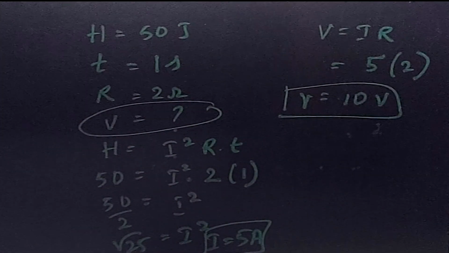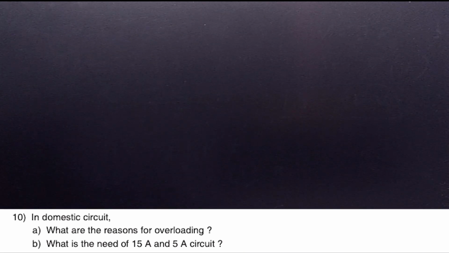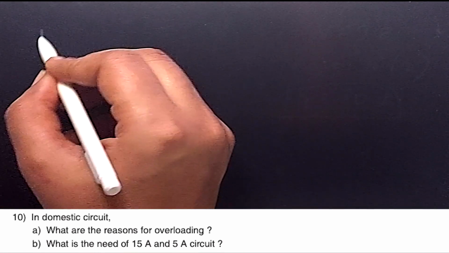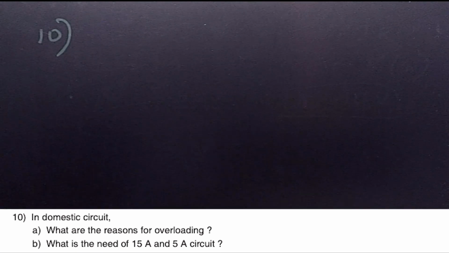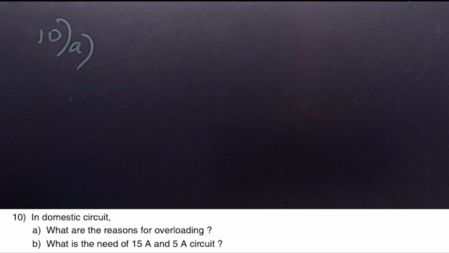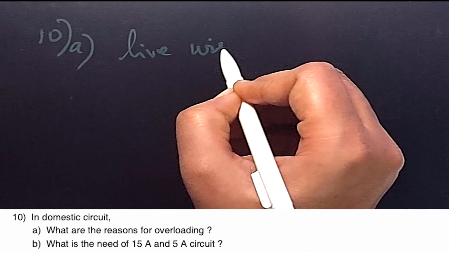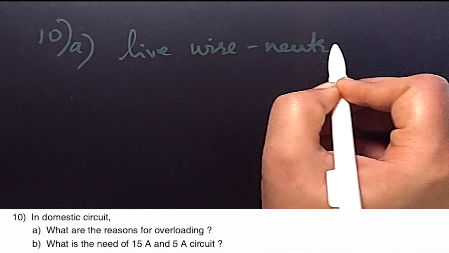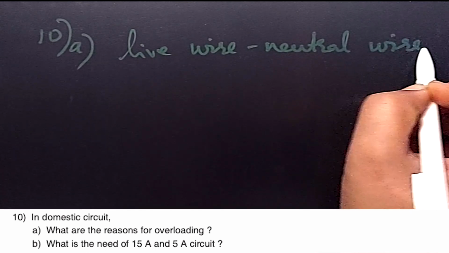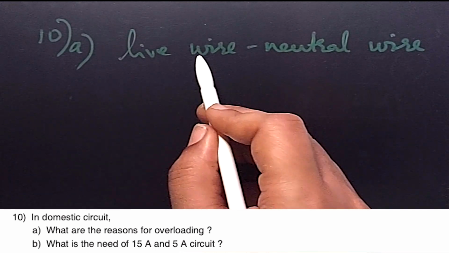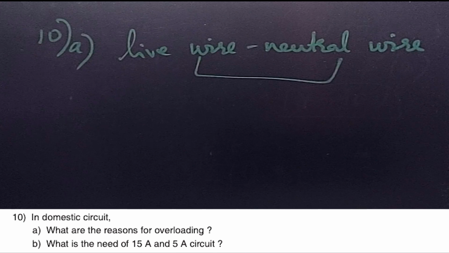Coming to the next question. In domestic circuits, what are the reasons for overloading? Since it is a 3-mark question and we have sub-questions A and B below 10th question, we will have to judge each sub-question for 1.5 mark. So, overloading can occur when the live wire and the neutral wire come in direct contact with each other.